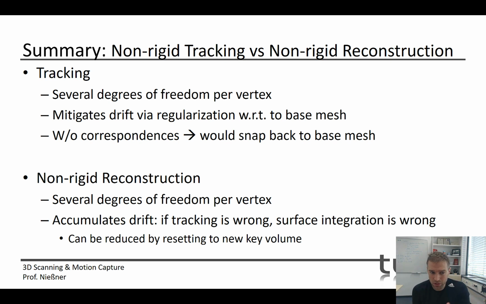One thing is you can reduce this by using new key volumes every n frames. So you basically have multiple template tracks. This is what Fusion 4D and all the follow-up papers were using, what I showed you at the end. But it's still tricky, right? Basically, the challenge is you always have this issue: is it a surface motion or is it a new surface, right? And that's not so easy to figure out.